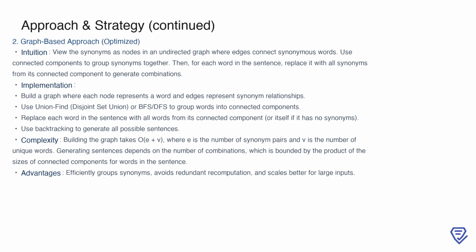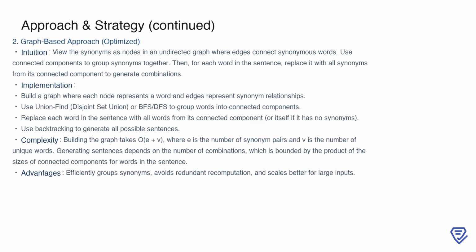Once the components are identified, generating sentences becomes straightforward. For each word in the sentence, we replace it with all the words in its connected component, or use the word itself if it has no synonyms. Backtracking is then used to systematically generate all possible sentence combinations.